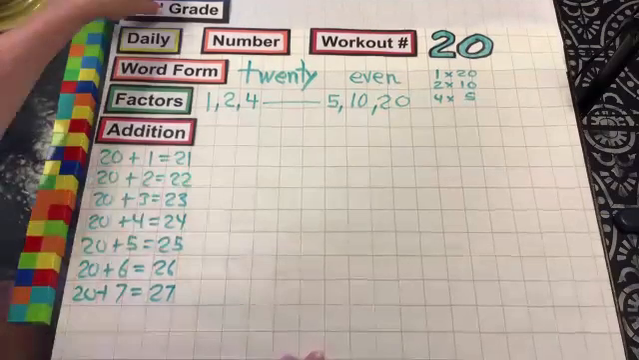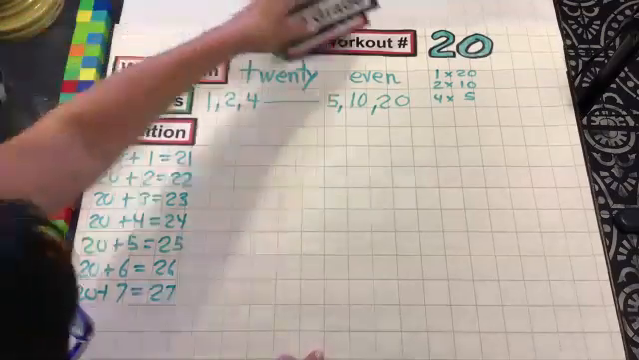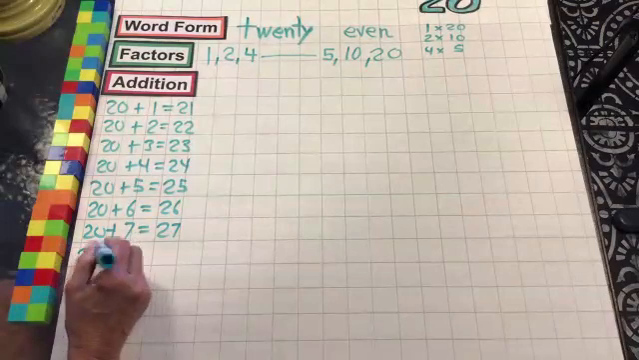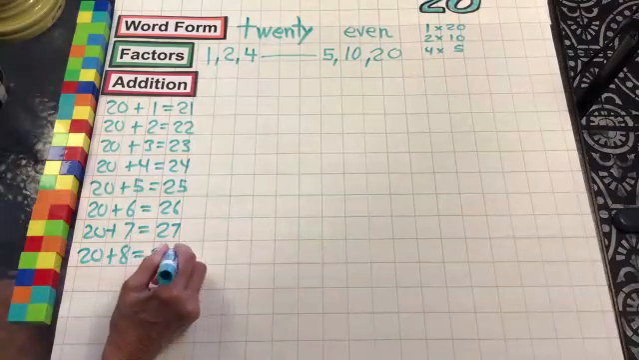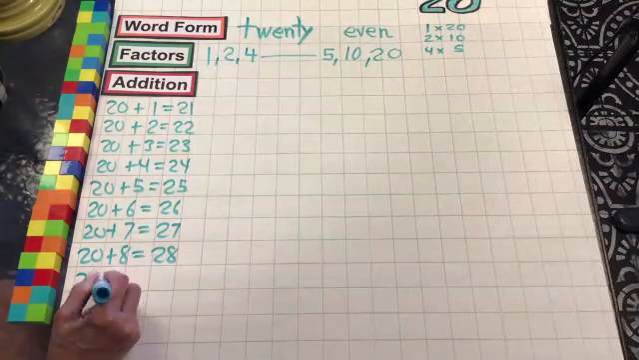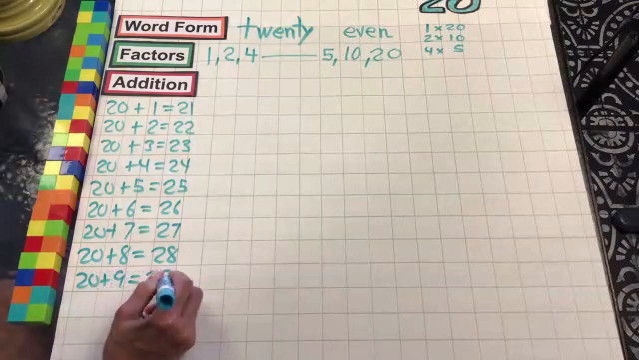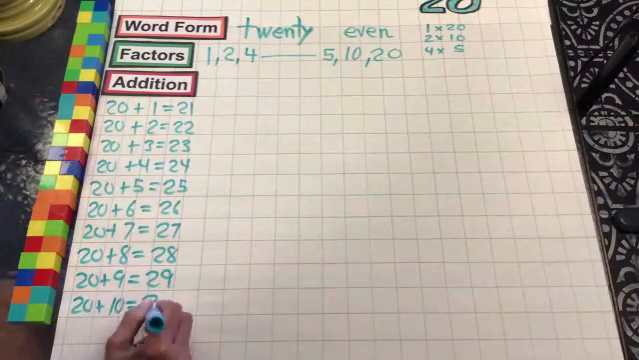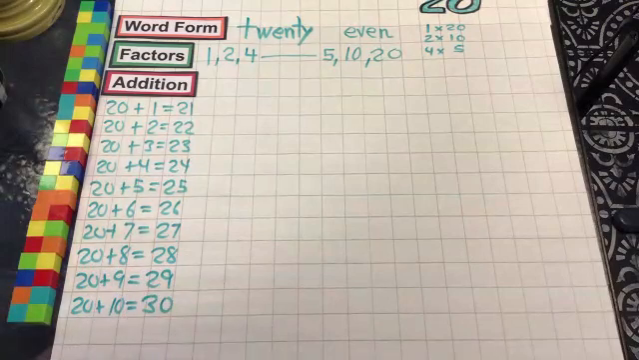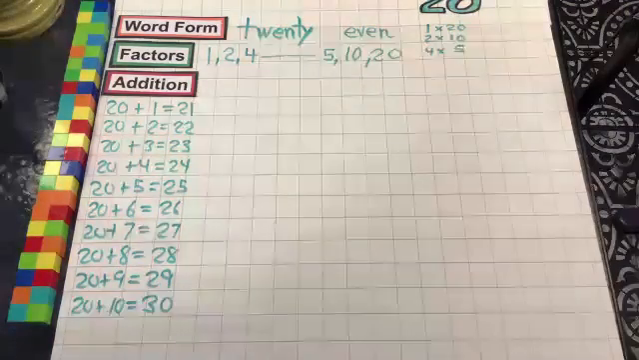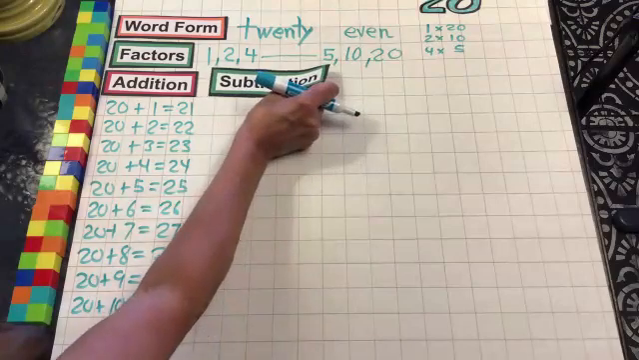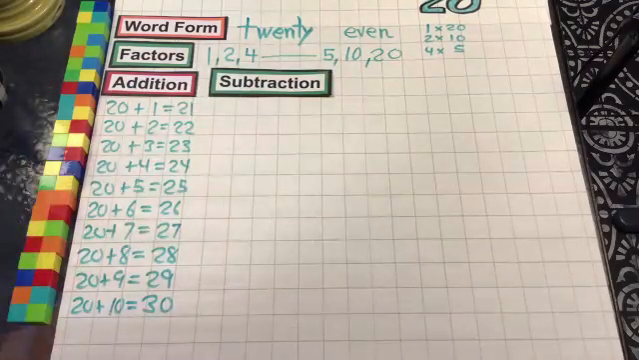Let me move my paper up here. I'm gonna run out of space. 20 plus 8 equals 28. 20 plus 9 equals 29. And 20 plus 10 equals 30. So that's pretty easy moving right there. Lucky for us, this is our simple one. Whenever we have anything ending in 0, boy, that spells easy.